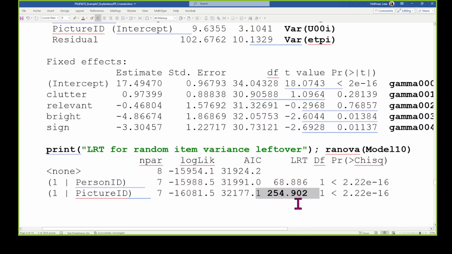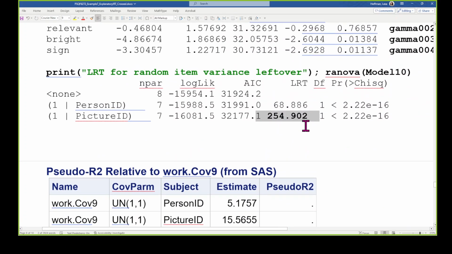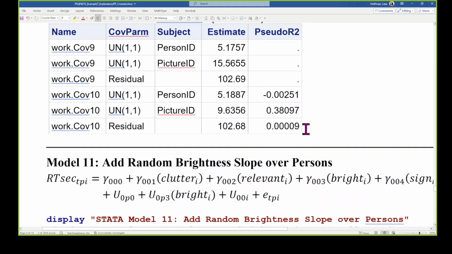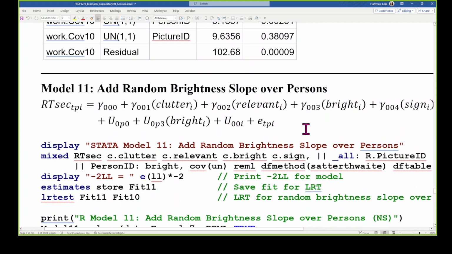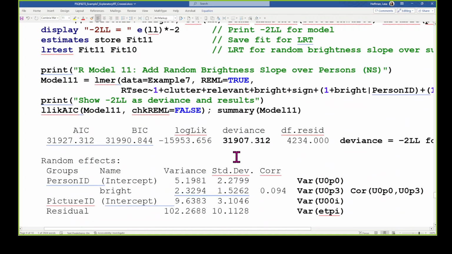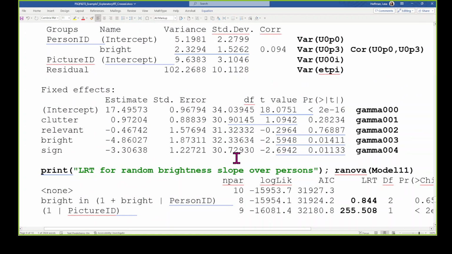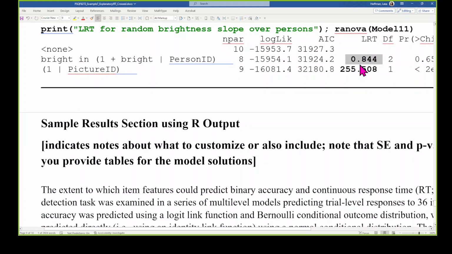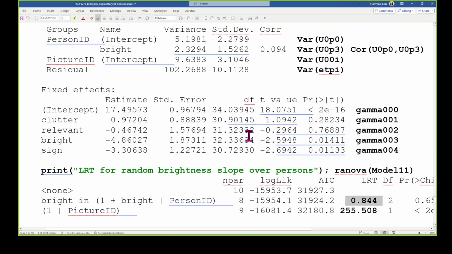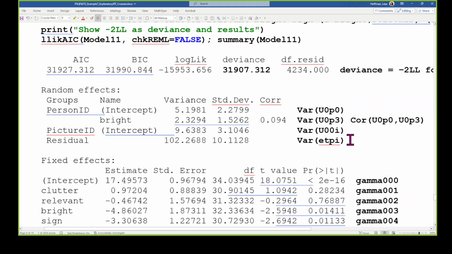Significant item variance remains, so we should keep it in the model in evaluating the effects of item predictors. How about random slopes? Could I do that too? Sure I could. So random slope for brightness, because why not? Survey says, nope, not significant. So now this model has 1, 2, 3, 4 piles of variance and 1 correlation.